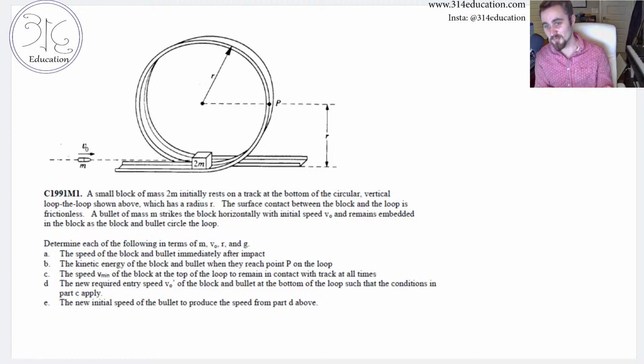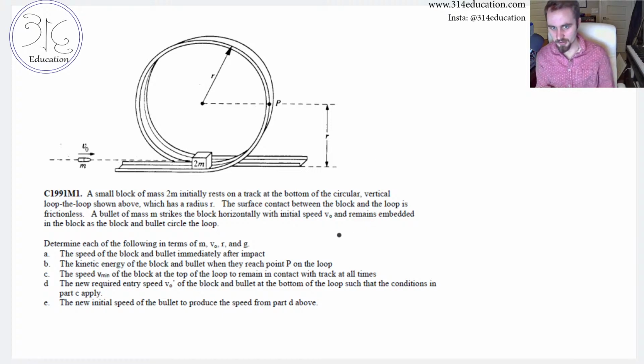A bullet of mass m strikes the block horizontally with initial speed v naught and remains embedded in the block as the block and bullet circle the loop. So we want to now determine these all in terms of m, v naught, r, and g. Speed of the block and the bullet immediately after the impact.